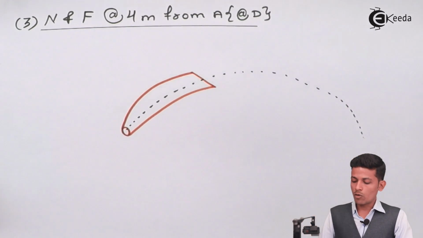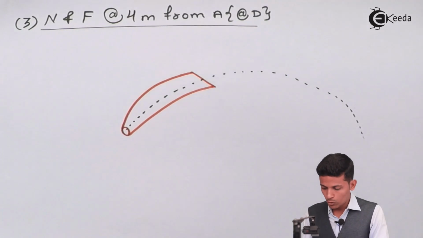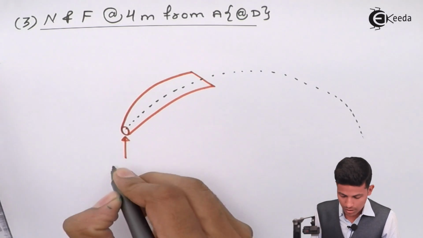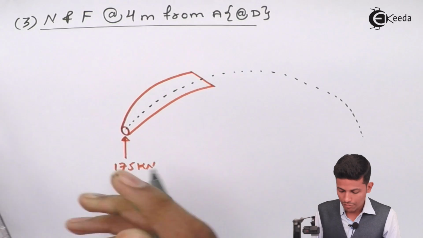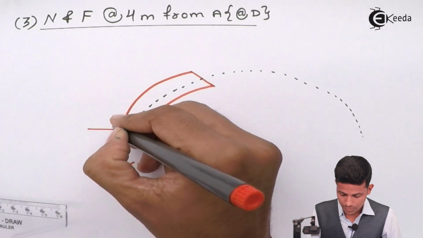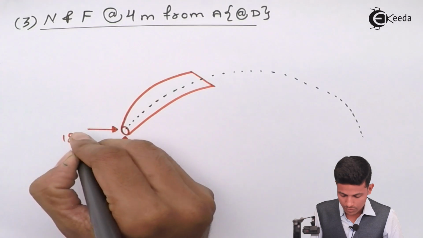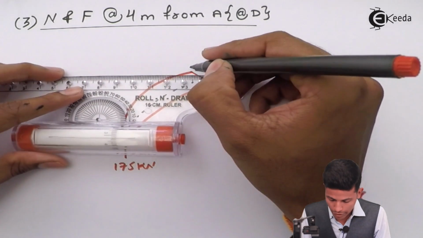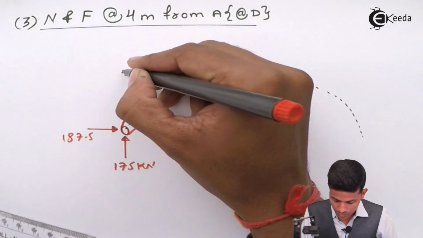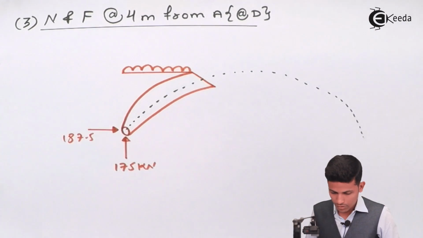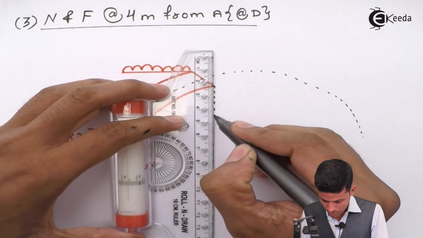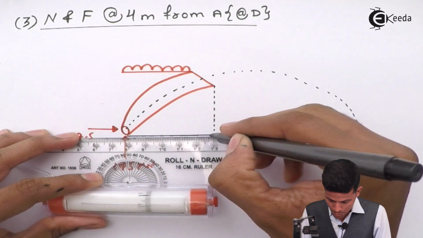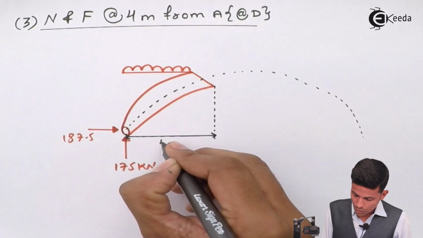Okay, now you know this value over here. This is nothing but 175 kilonewton. After that you know this one also. Now see, UDL is also given over here. This is nothing but 4 meter.